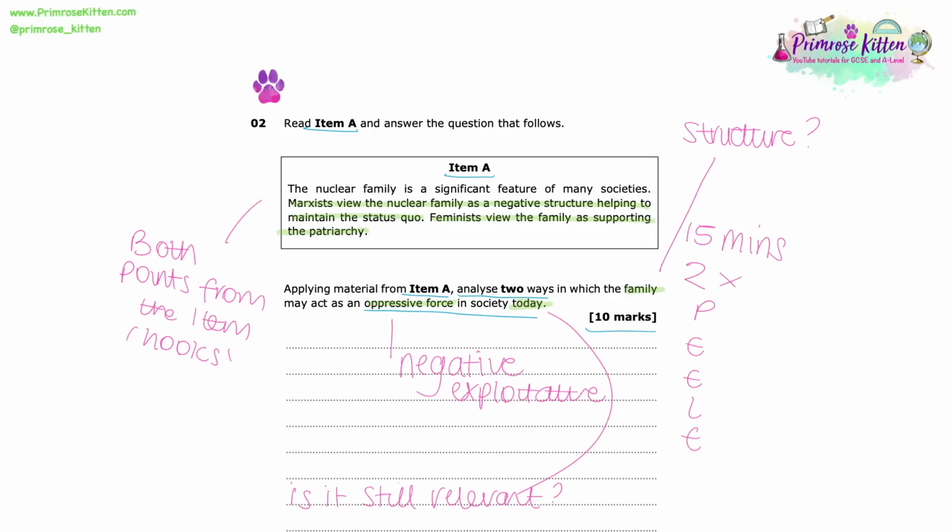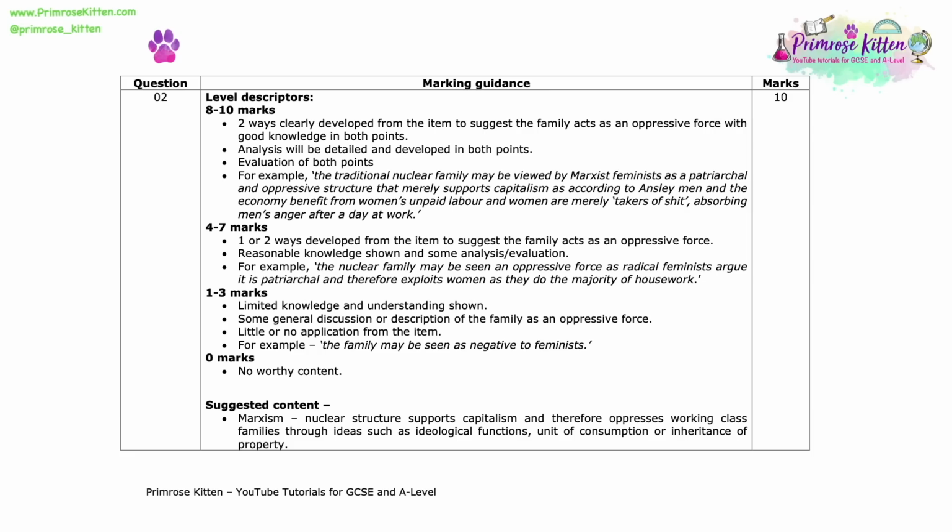So let's have a look at the mark scheme. So if we just have a look what is required there in the 8 to 10 mark level descriptor, two ways clearly developed from the item. So we've already discussed we are going to evidence that to the examiner by ensuring that we write two PEEL paragraphs, and both of those paragraphs are going to include specific reference to the item, literally saying as shown in item A, and we are going to try and quote directly from the item as well. Just 2 or 3 words from the item in your quote is absolutely perfect, and we are going to make sure that those 2 points are separated clearly.